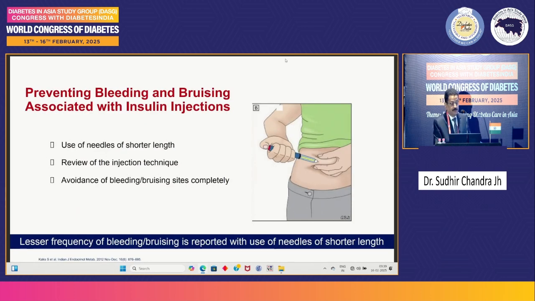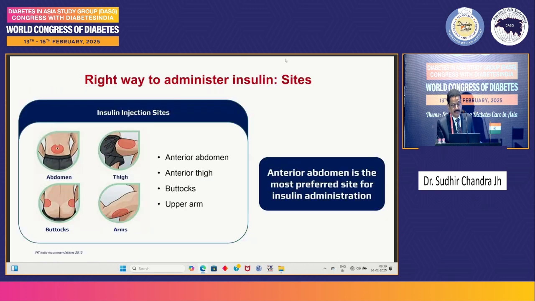So, bleeding and bruising associated with insulin injection is possible to reduce by use of insulin needles of shorter length, as shown in the last slide. 4 millimeter to 6 millimeter length needles are available. And review of the injection technique, avoidance of bleeding and bruising sites completely. Lesser frequency of bleeding and bruising is reported with the use of needles of the shorter length.